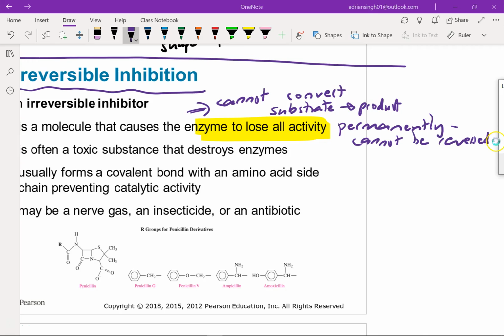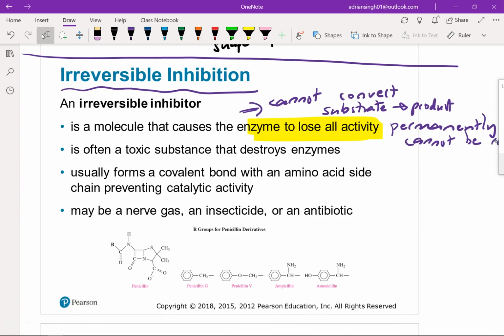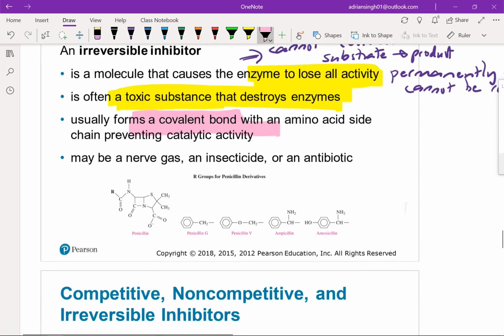So for all intents and purposes, an irreversible inhibitor kills that enzyme, which, as you can imagine, is going to be pretty serious. Lots of times these are going to be toxic substances that are going to destroy that enzyme. One of the main reasons why it's an irreversible inhibitor is because it forms a covalent bond, a permanent bond with one of the amino acid R groups that causes a permanent change in the activity and the shape of the enzyme. And that's the way that lots of things work.